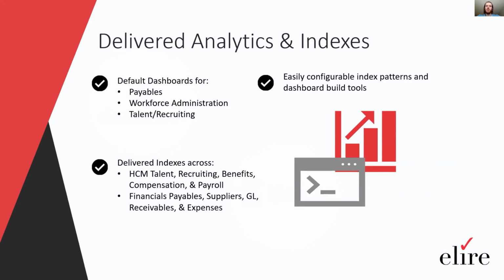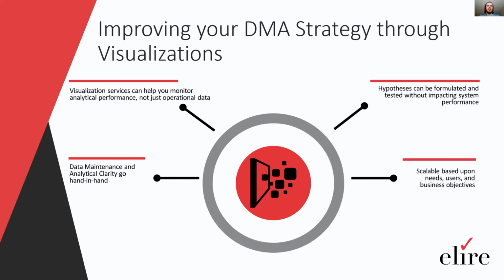We talked about a few of them: payables, workforce administration, our talent and recruiting, and especially our system health metrics. There are a lot of delivered indexes that we didn't touch upon. So some of the pieces that have the capability for all those visualizations, but maybe aren't the essential ones that you set up right off the bat, are HCM and talent, recruiting, benefits, compensation, payroll, payables, suppliers, GL, receivables and expenses as well. And because of all that, it is incredibly easy to configure.